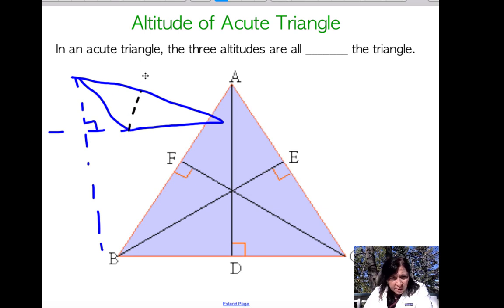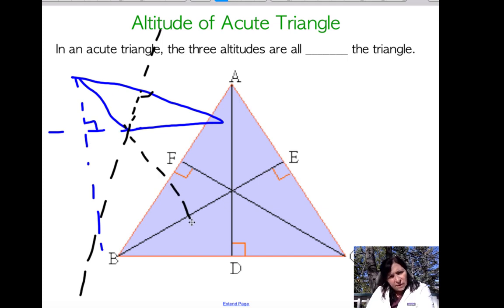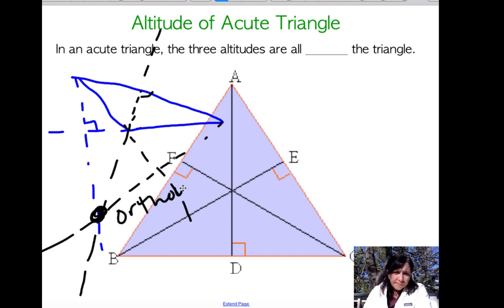This altitude here, I extend that. That's not going to be inside. It's going to keep going outside. And then this one, I do have to extend this line, and then that altitude also. So this right here is my orthocenter, and that's 3 altitudes.